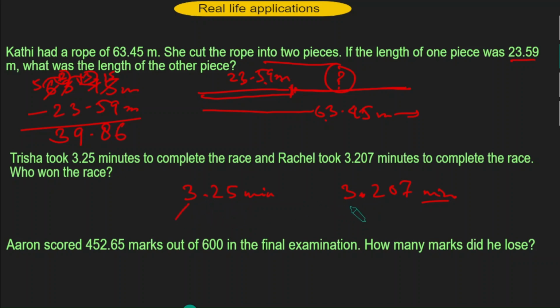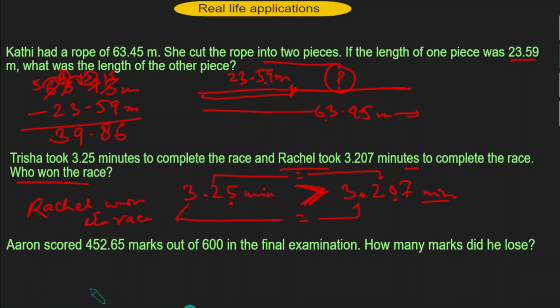So 3, 3, these are equal. We cannot do anything. 2 is equal to 2. We cannot still find. But the very next number is 5 here and the very next number is 0 here. So this is your lesser number than this. So 3.207 minutes taken by Rachel. So who won the race? The answer is Rachel won the race, isn't it?